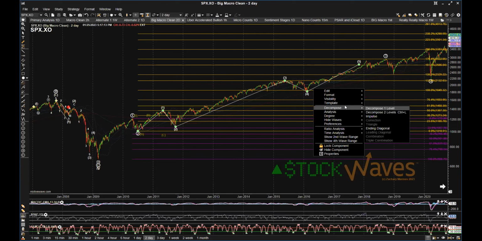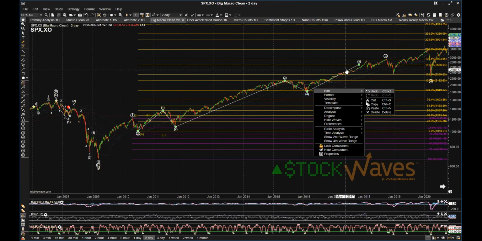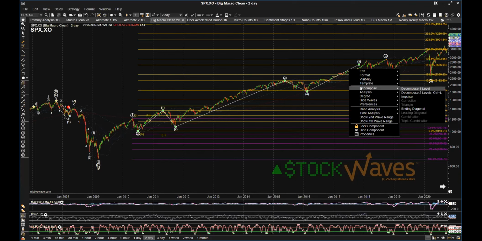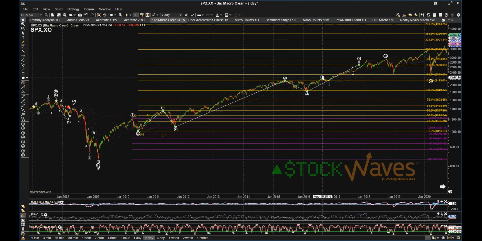Another tool that I like to use in Motive Wave is the decompose. Again, I said I don't like to use the auto counting feature because I think it's often wrong. But once you have one degree of a label there, then you can click on that line, go to decompose, and say, all right, decompose that as an impulse. Again, it doesn't always put things where we would put them.